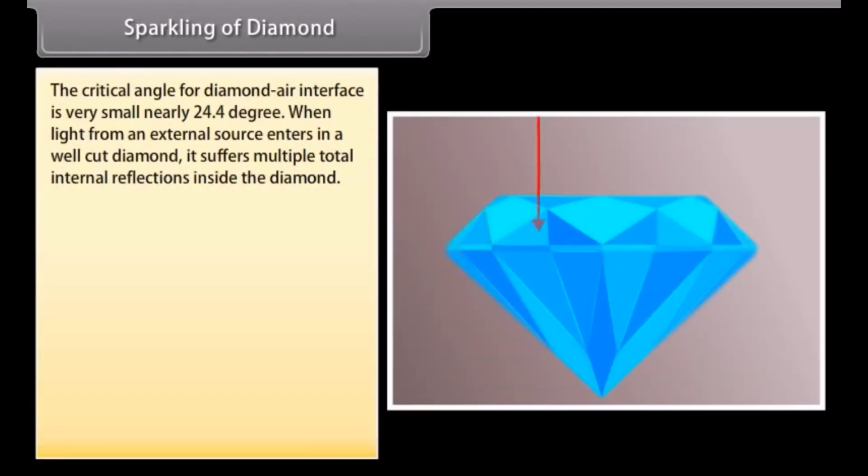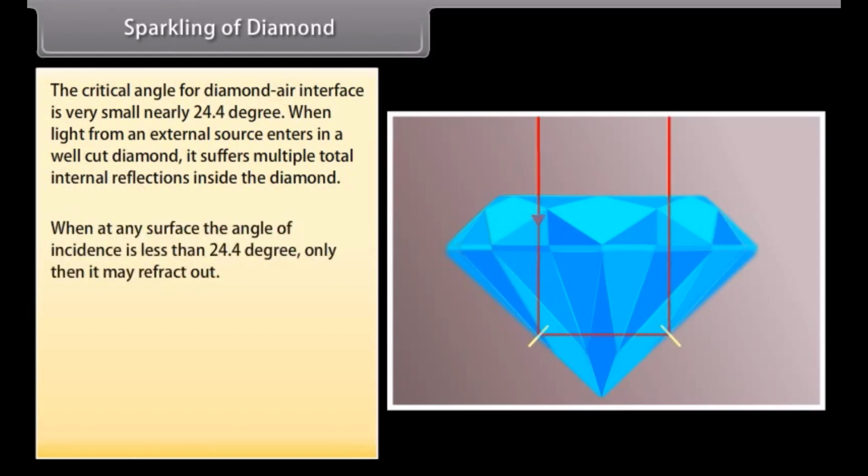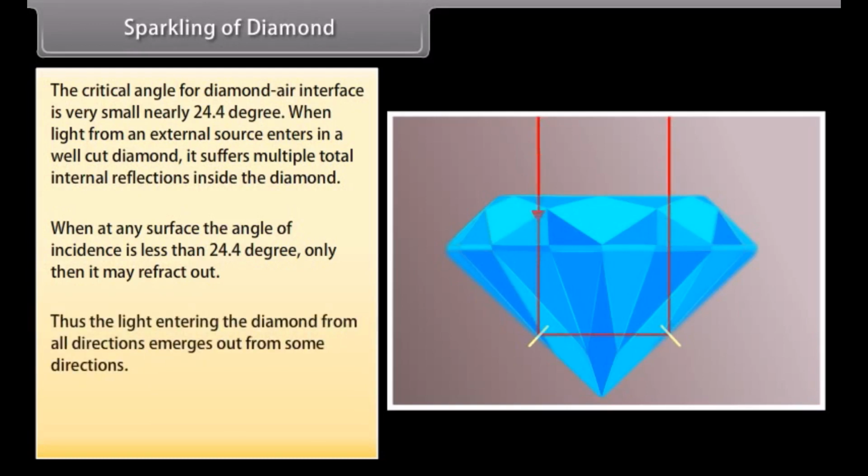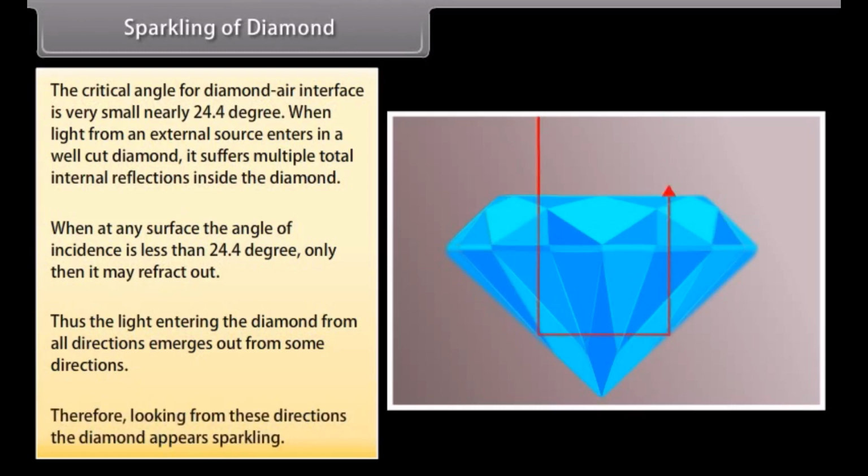Sparkling of diamond. The critical angle for the diamond-air interface is very small, nearly 24.4 degrees. When light from an external source enters a well-cut diamond, it suffers multiple total internal reflections inside the diamond. Only when the angle of incidence at a surface is less than 24.4 degrees may it refract out. Thus, the light entering the diamond from all directions emerges from only some directions. Therefore, looking from these directions, the diamond appears sparkling.